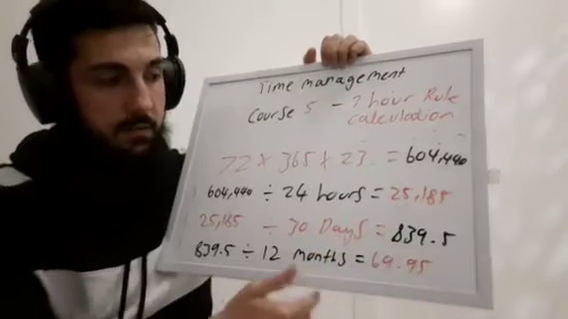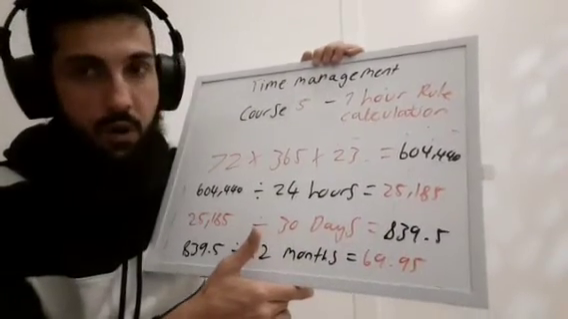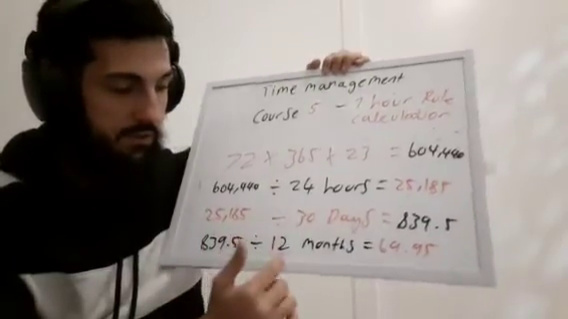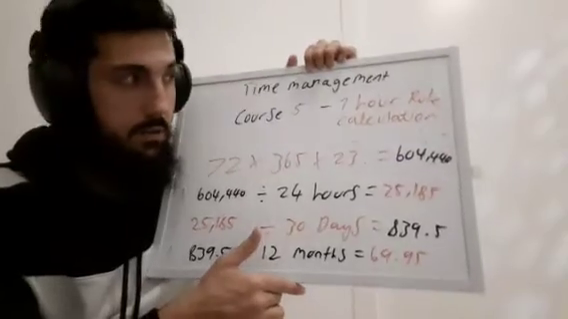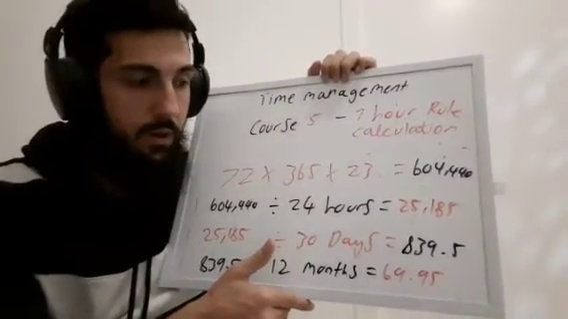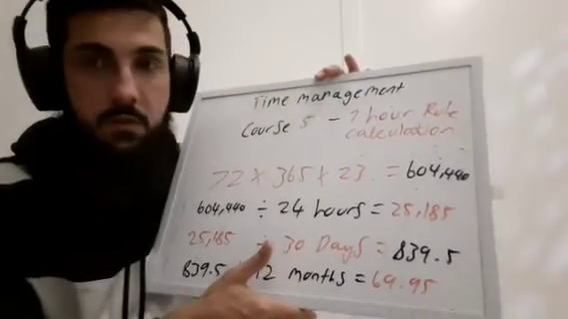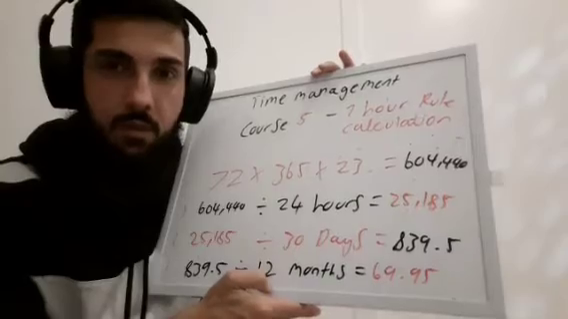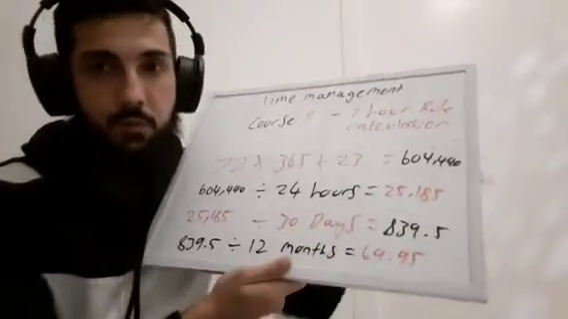Then we're going to divide by 30 days to get the months. We have 839.5 months, and we're going to divide that number by 12 months so that we get the yearly income or capital or time range. And we're going to get 69.95 years of thinking time. It's much more useful to just have a nice beautiful number like this.